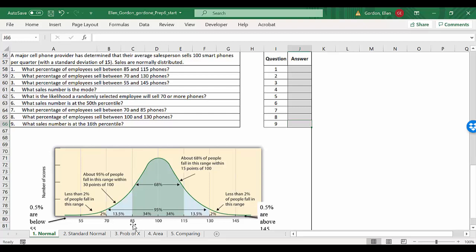Now let's look at 85. 85 has 13.5 plus 2, which is 15.5, plus 0.5, which is 16%. So there's our answer. 16% of employees are selling 85 phones or less.